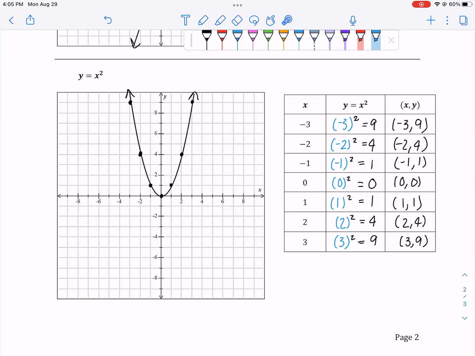So we plug in x values to the y equals equation. Then we have an x value and a y value. We put them together to create a coordinate point. We plot the points, we connect the dots, and you've got yourself a graph.